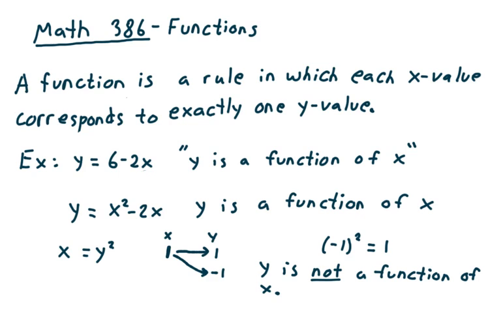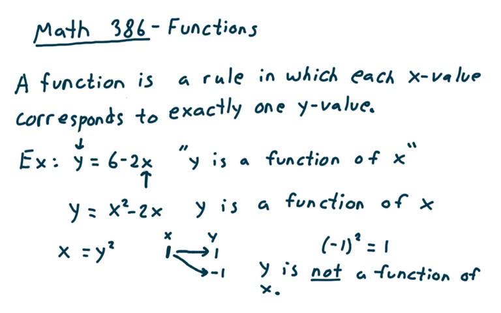A function is a rule in which each x value corresponds to exactly one y value. For example, y equals 6 minus 2x. Every value of x corresponds to exactly one y value, and so we can say y is a function of x.